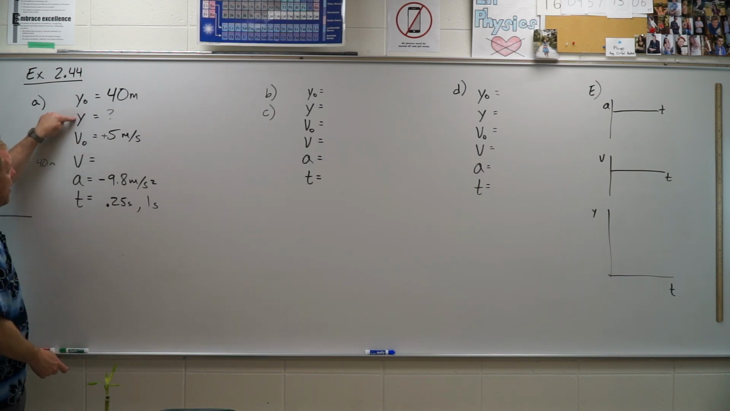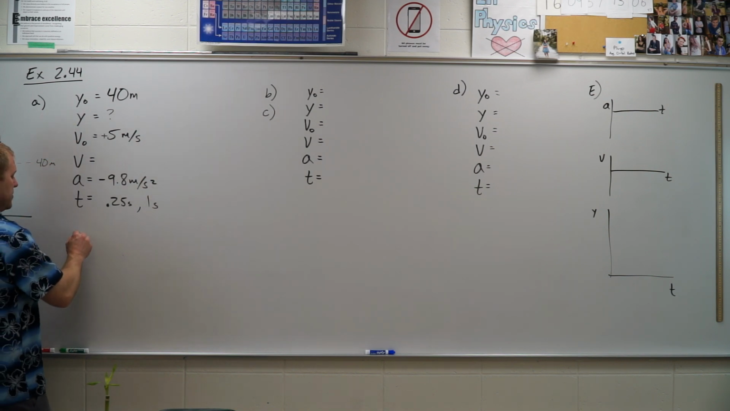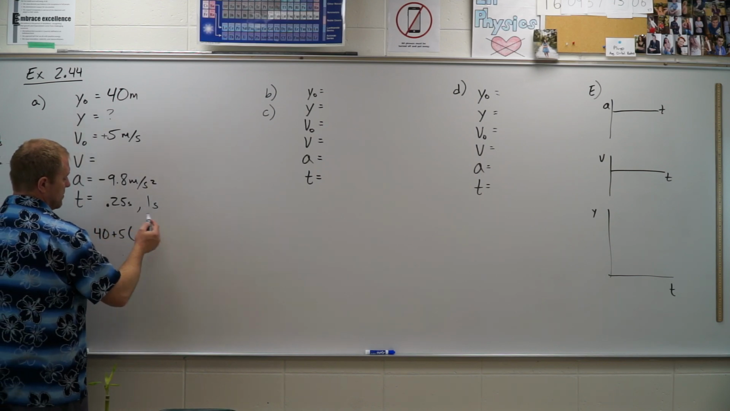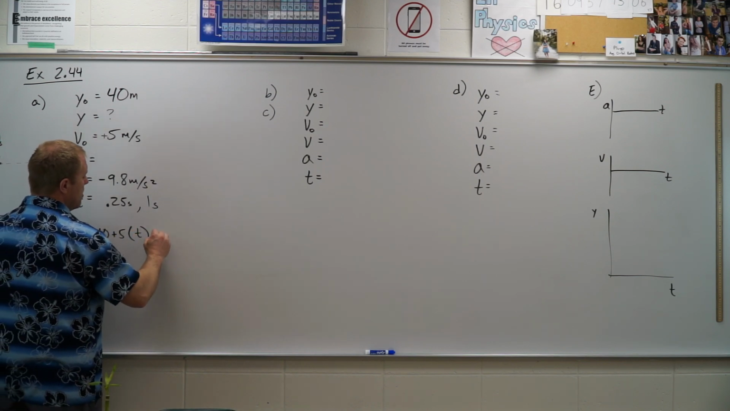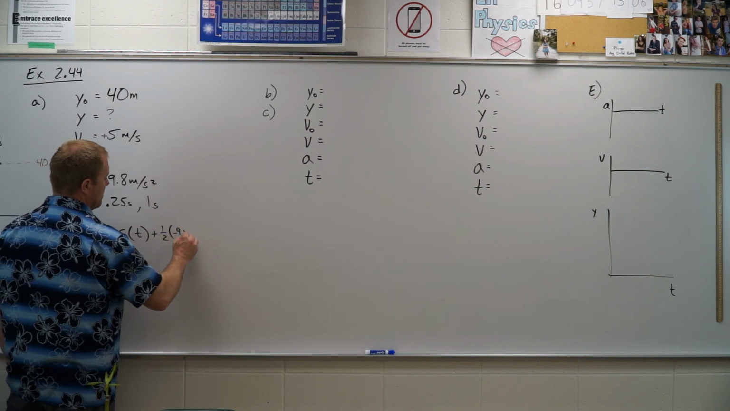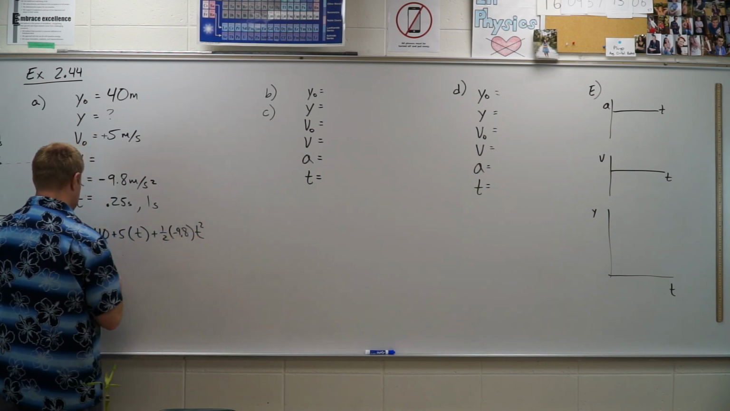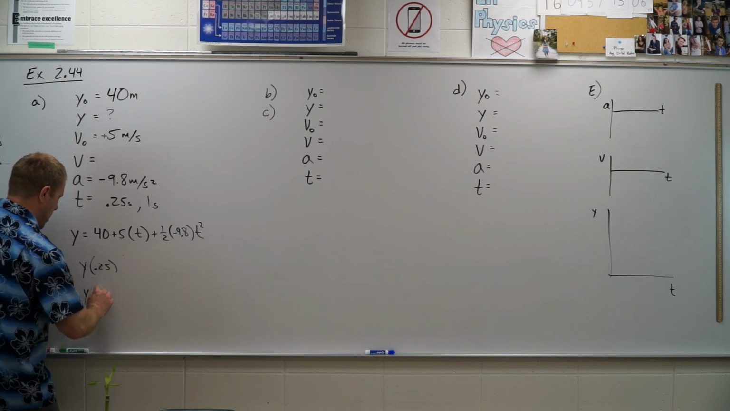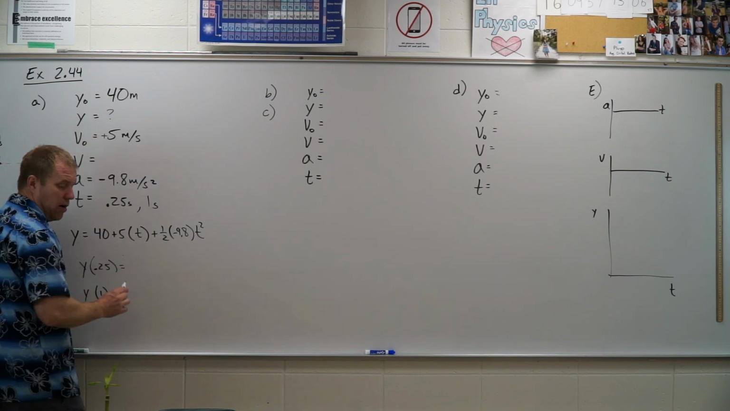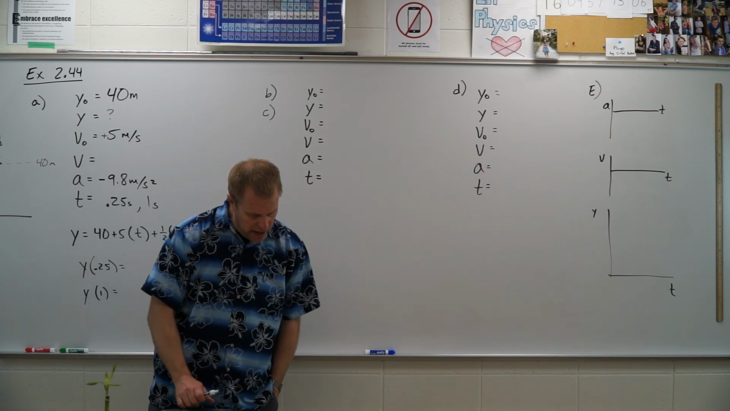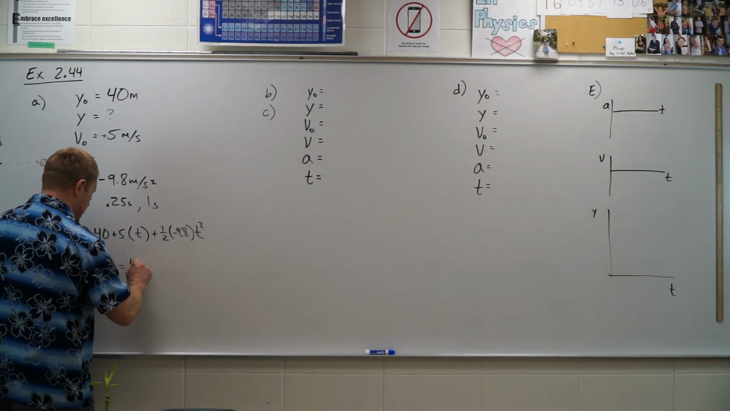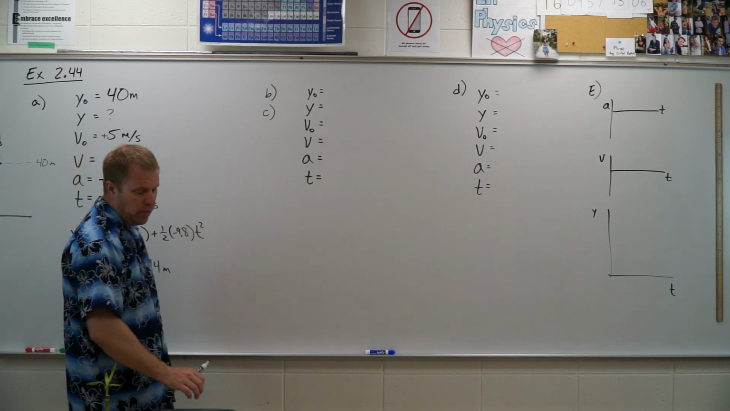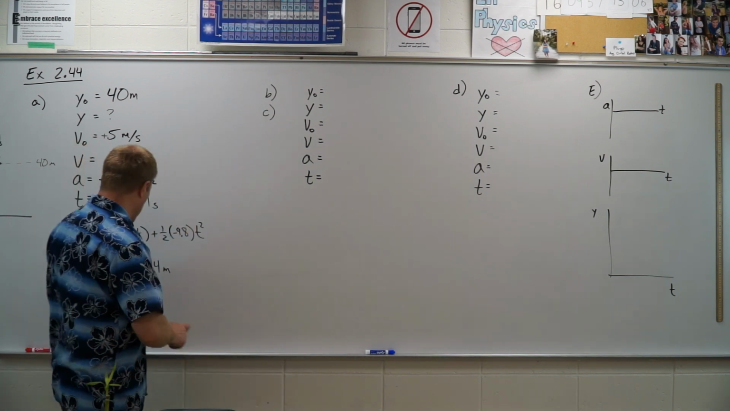So to find the height, I'm going to pick an equation without v final. So y is equal to 40 plus 5 times our time, I'm just going to put t in here for now, plus 1/2 times negative 9.8 t squared. And so I find out that my y at 0.25 seconds and my y at 1 second are, the height was 40.94 meters, and the other one was 40.1 meters.